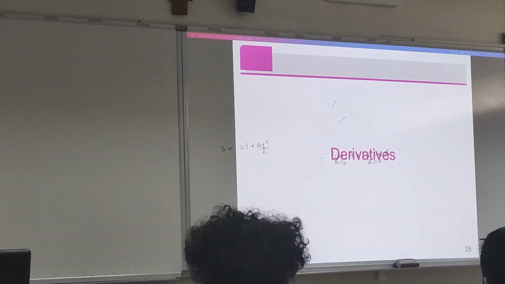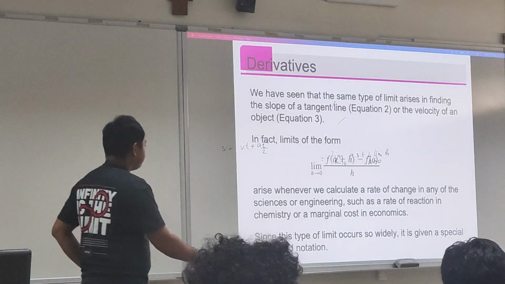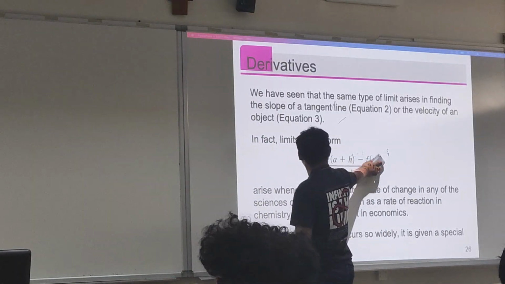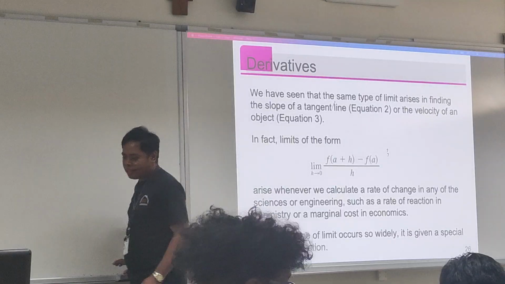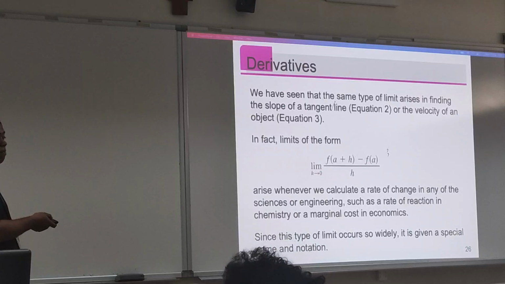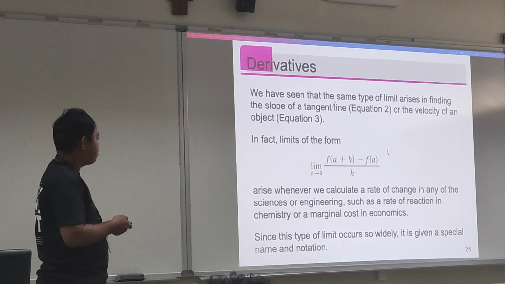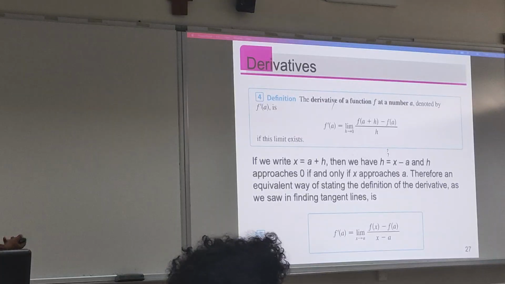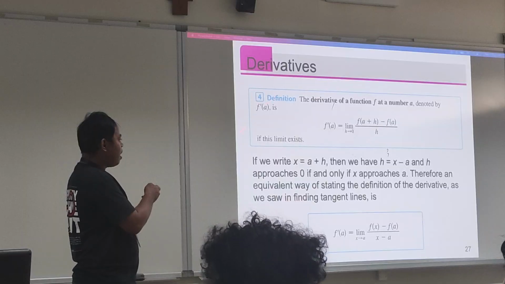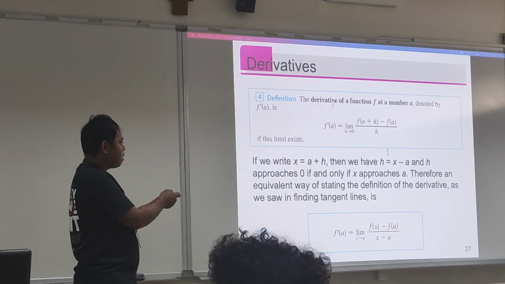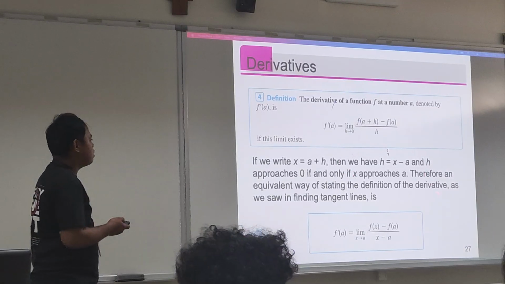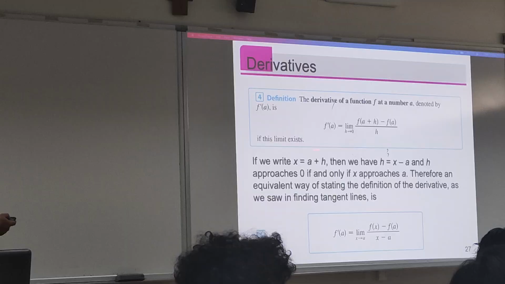So we have now this definition of the derivative. As you can see in the previous slides, we deal with the slope of the tangent line, and then the velocity. And they have this given form, right? The limit of f of a plus h minus f of a divided by h. So with that, it is just the derivative of a function at the number a, denoted by f prime of a, and this is given by that formula. F prime of a is equal to the limit of f of a plus h minus f of a divided by h as h approaches 0.